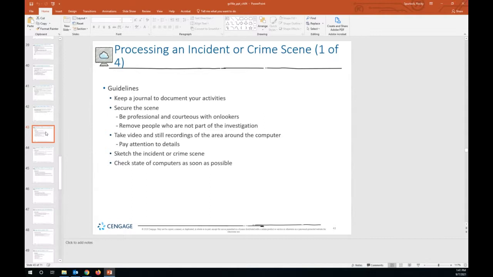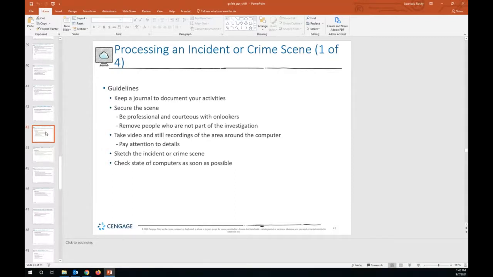Some guidelines when you're processing an incident or crime scene. Keep a journal to document your activities. You'll make sure you secure the scene. Be professional and courteous with the onlookers, but remove people who are not part of the investigation. Also document the area around. Take video and still recordings of the area around the computer. Pay special attention to the details. Sketch the incident or crime scene.